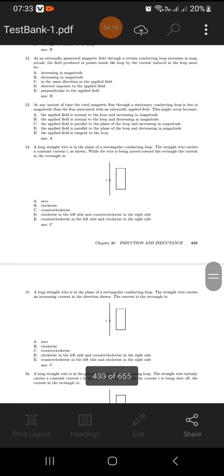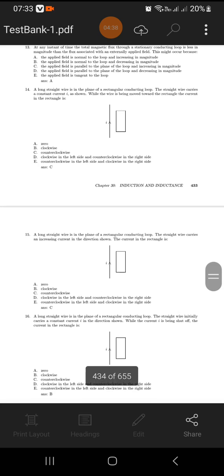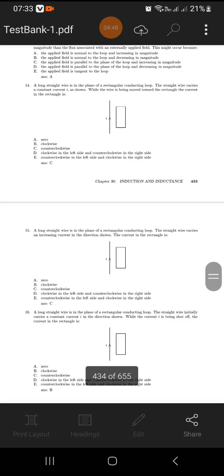As an externally generated magnetic field through a certain conducting loop increases in magnitude, the field produced at points inside the loop by the current induced in the loop must be directed opposite to the applied field. At any instant of time, the total magnetic flux through a stationary conducting loop is less in magnitude than the flux associated with an externally applied field. This might occur because the applied field is normal to the loop, increasing in magnitude.